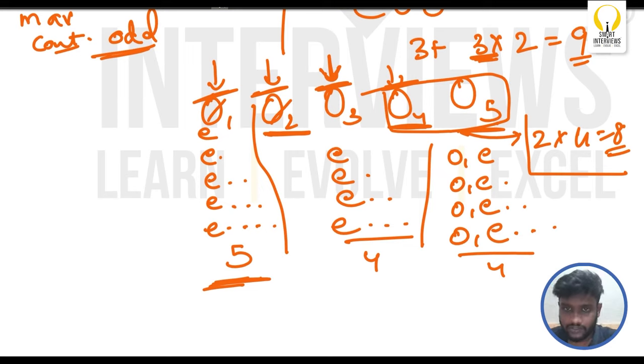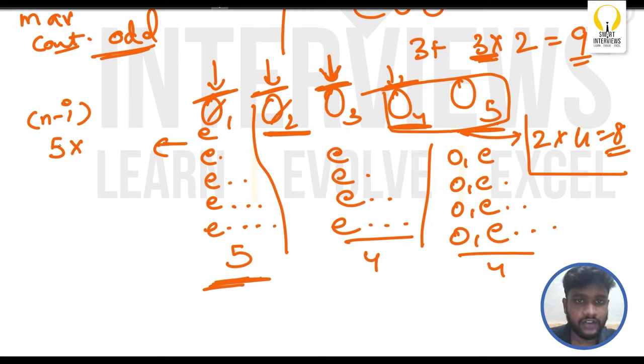And if you try to generalize a formula here, the number of subarrays starting with O1 will be 5, that is n minus its index, right? N minus its index, zero-indexed, into how many previous odd elements are there.